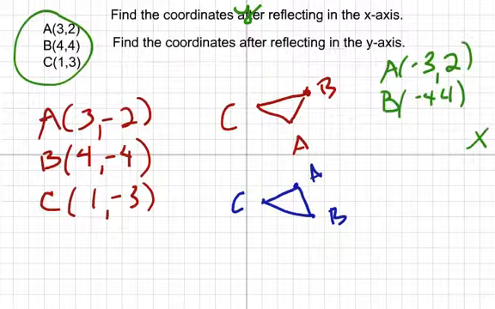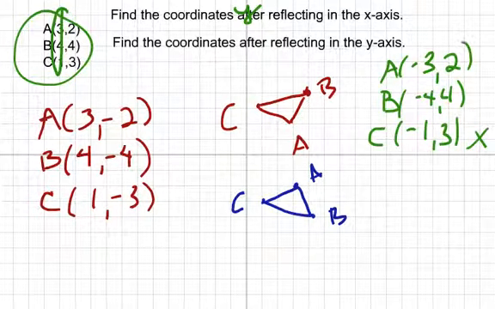Gotta make it interesting, Mrs. Glenn. All right, there we go. And C would be negative 1, comma 3. And all I'm doing is changing all the values of x into negative, because that is what we're doing. We're reflecting over the y-axis, so we do the opposite letter, which is x. So we're changing all the x values into negative. So let's see if that ends up being the right answer.